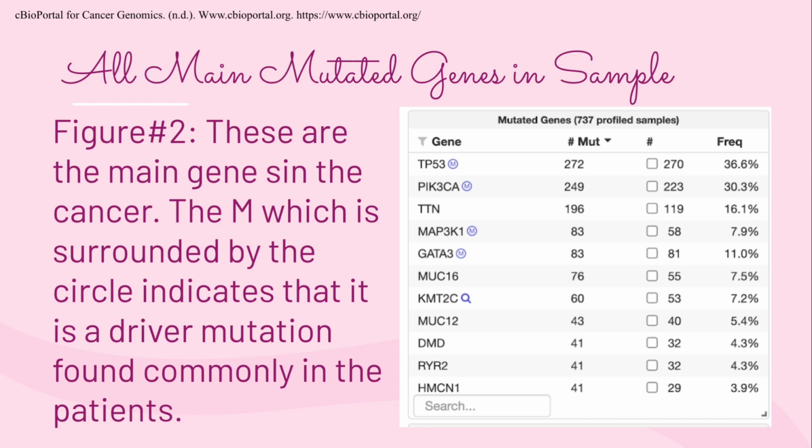This picture here shows the most commonly mutated genes in BIDC, specifically in a trial that we were looking at, but these genes are most likely the ones you'll see in many trials. The ones with an M and a circle around it are driver mutations. These are most commonly found in patients with this cancer. We're going to go more in depth on the next slide.